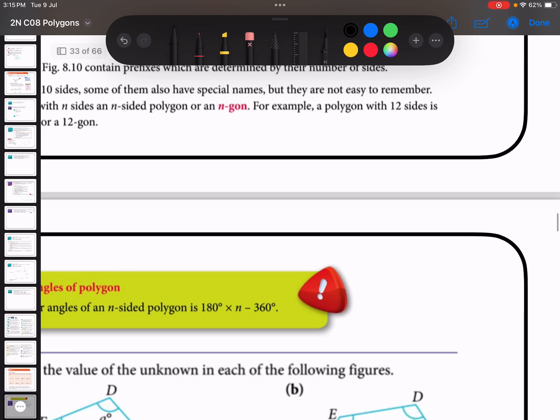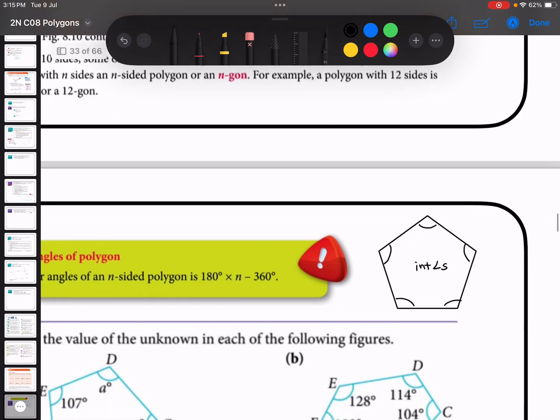For polygons, there are only two major formulas. The angles inside a polygon, doesn't matter what shape you draw, we call interior angles. You can see the interior angles are actually quite big. The sum of interior angles is n minus 2 times 180 degrees. I know the way I write this is a little different from the way the book writes it.